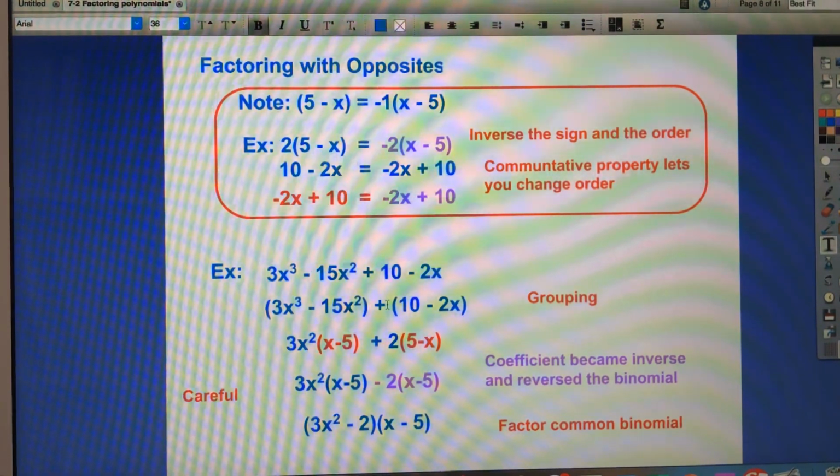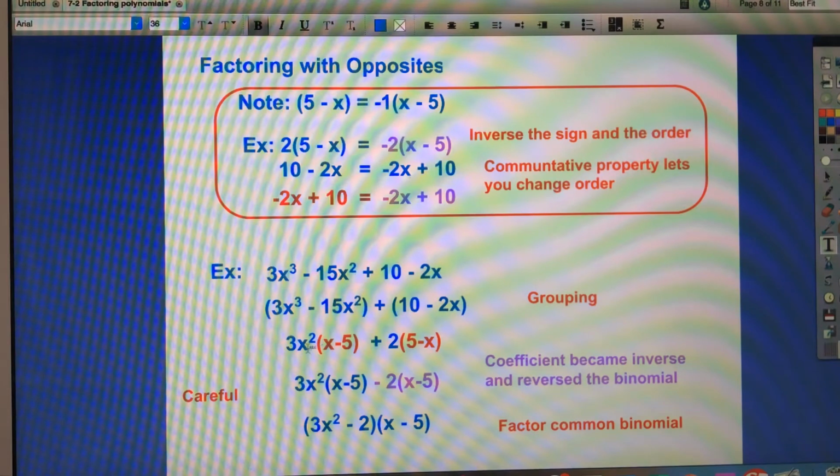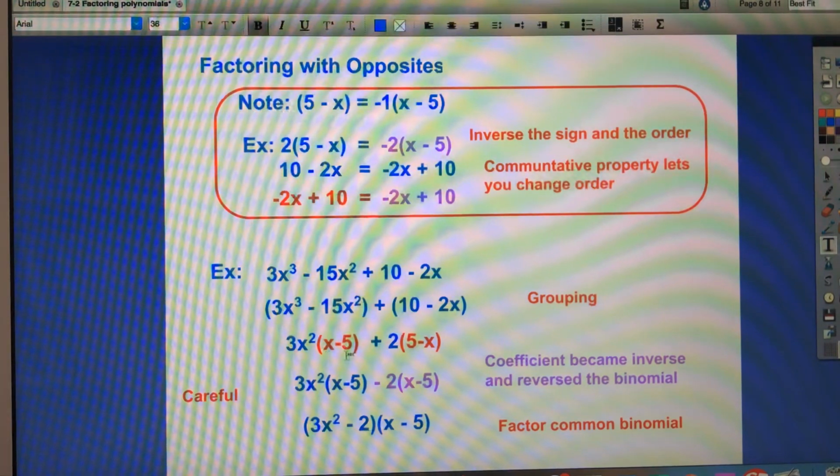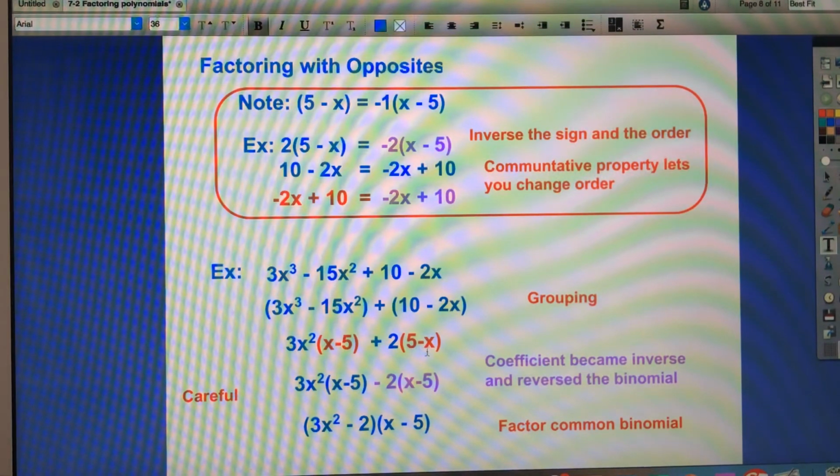Again, I'm going to need an invisible 1 here. I'm going to pull out 3x squared. I'm going to pull out 2. And I'm left with x minus 5 and 5 minus x. Gosh, they're so close, and yet they're not the same. So I could just quit and say it doesn't work. I can't do it. But guess what?